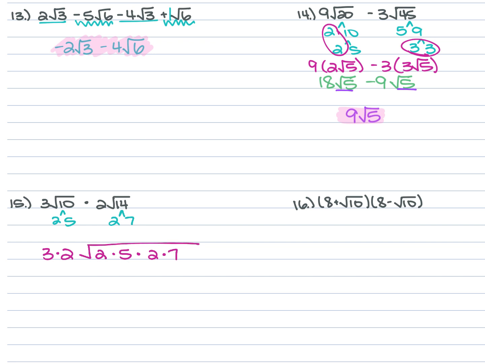So group up sets of 2 of the same number since we're working with a square root. The 2 groups up with a 2. So you pull the 2 out as well. So it's going to be 3 times 2 times 2 times the square root of 5 times 7. From here, the 3 times 2 is 6, times 2 is 12. The square root of 5 times 7 is the square root of 35. So that's just 12 square root 35.